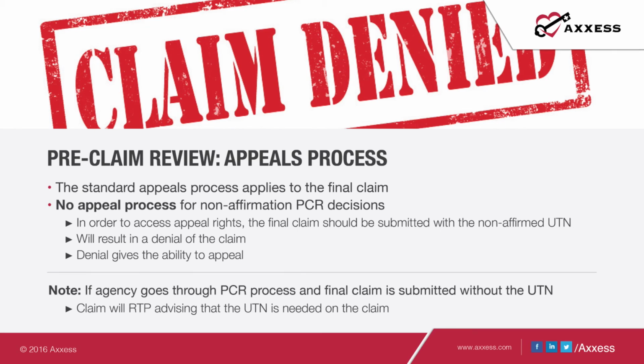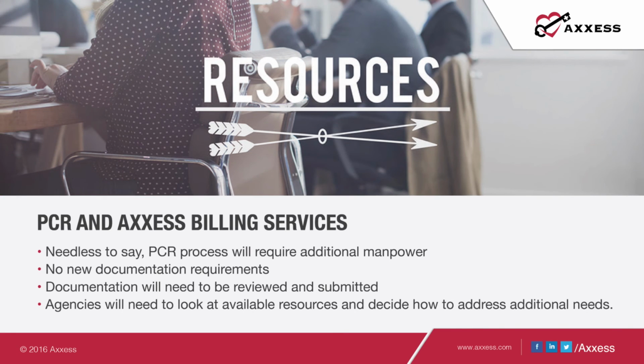However, if the agency goes through the pre-claim review process and a final claim is submitted without the UTN, that claim will RTP. In other words, if you forget to put it on your final claim, then that's going to return to provider because CMS has on record, or your MAC has on record, that you were issued a unique tracking number and you didn't include it on your claim. And for that reason, it's going to return to the provider so you can add it to your claim as well.